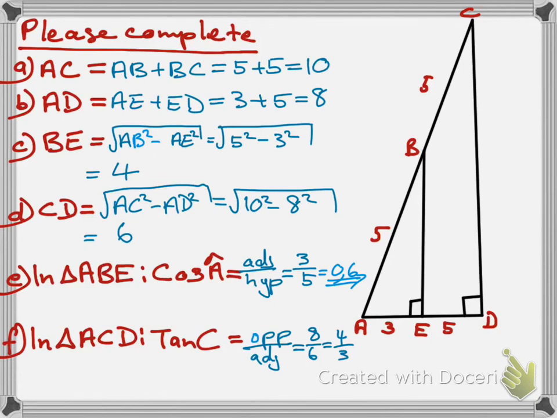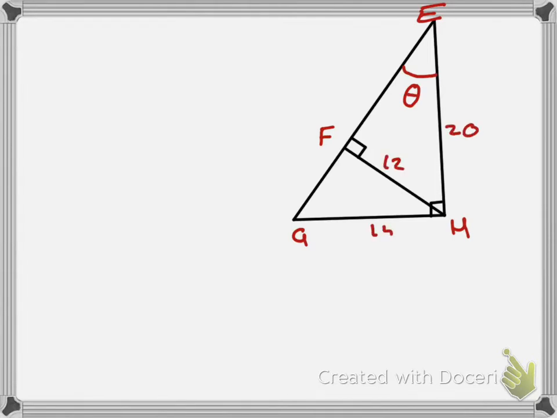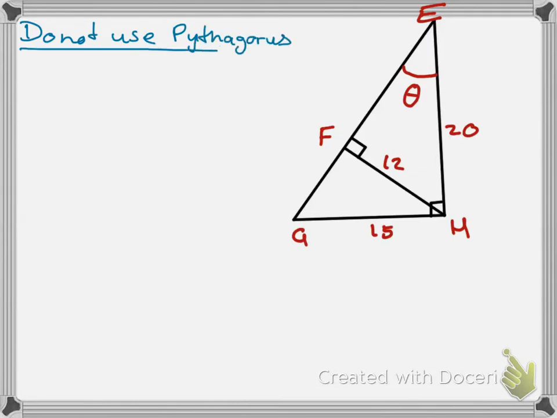So that one, let's look at another example. Right, you are given a triangle EFGH, and the triangle has got that information. And then they say do not use Pythagoras, right? So you can use anything else.